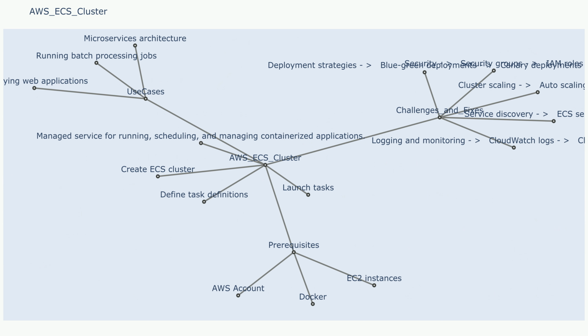Steps: create an ECS cluster. Define a group of EC2 instances or Fargate capacity to host your containers. Define task definitions. Specify the container images, resources, and other configurations required to run your application. Launch tasks. Deploy your task definitions to your cluster to start running your containers.